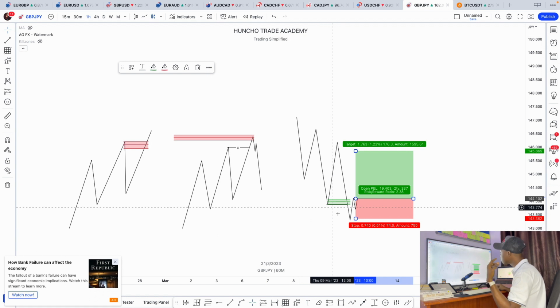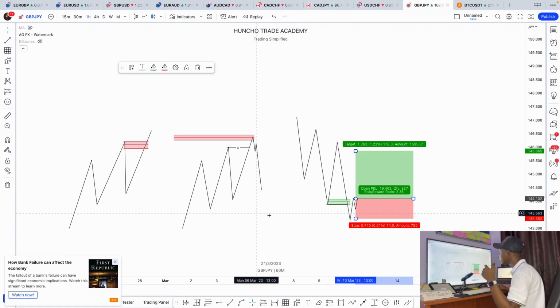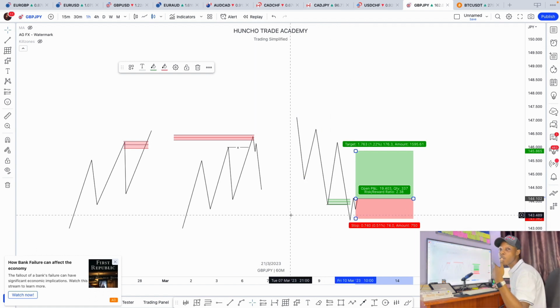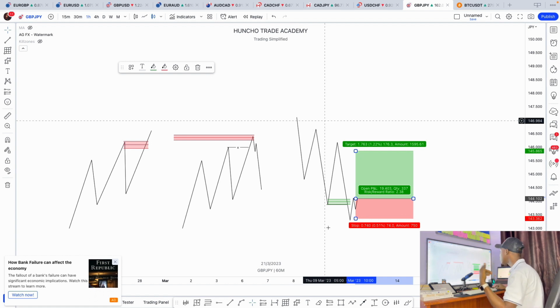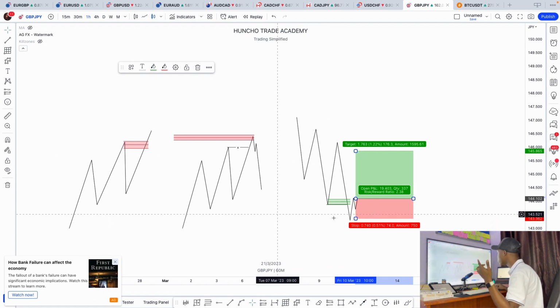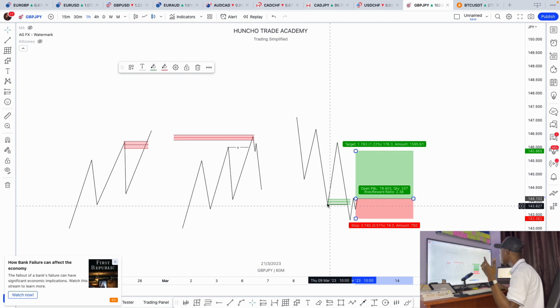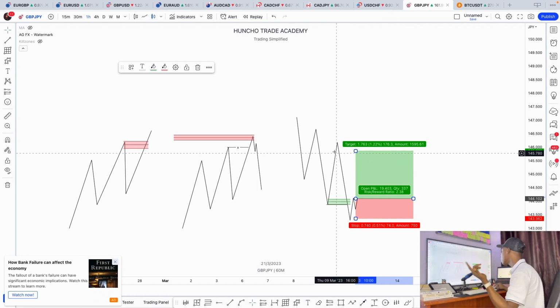So if you trace this reaction to the left hand side, you observe that it is reacting from a demand zone, right? But it's not necessary that you draw your zones out, just have this idea that price has liquidated this low and price is moving back inside this low. That means this retracement is about to happen. Now let's go to the chart.